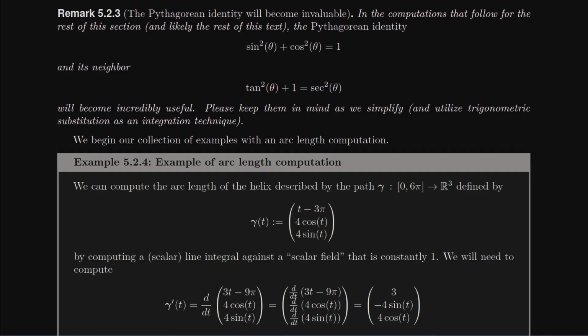Why will these often show up in scalar line integrals? It all comes down to when you take the magnitude of the derivative of the path. Magnitudes are the square root of the sum of each entry in the path's derivative squared.